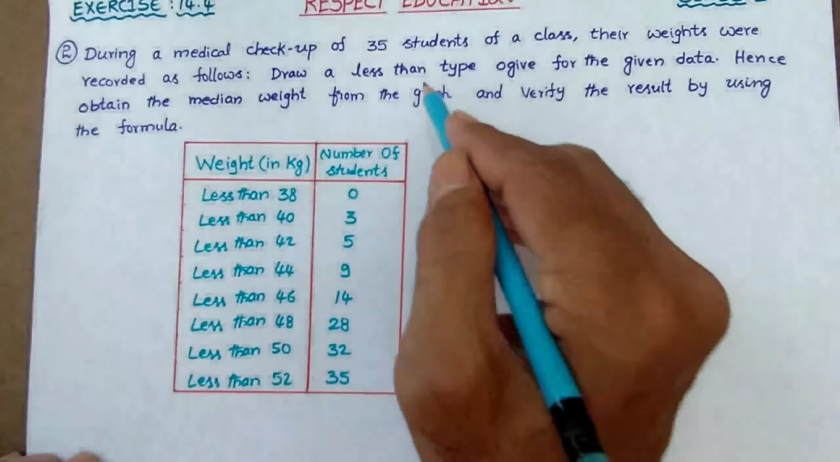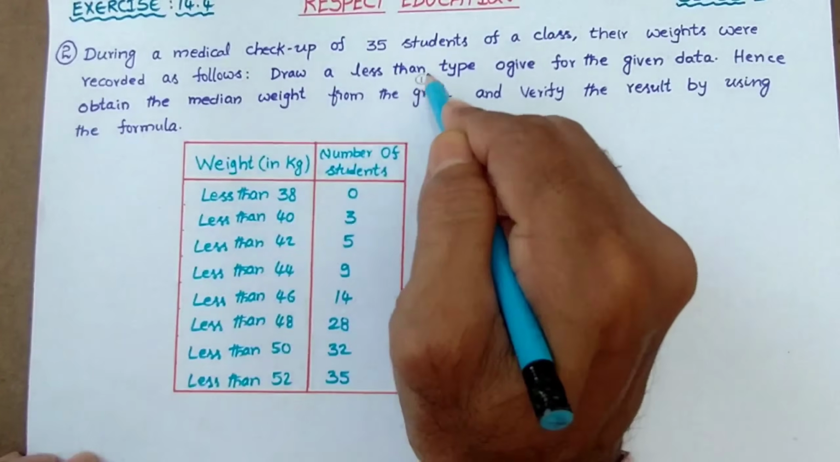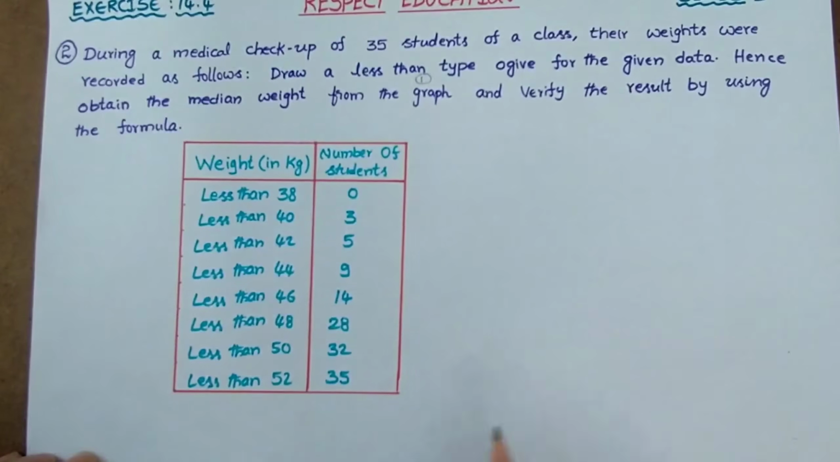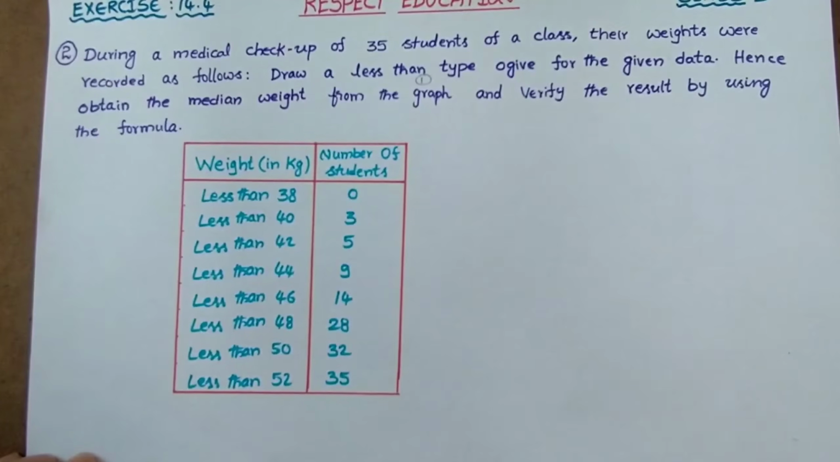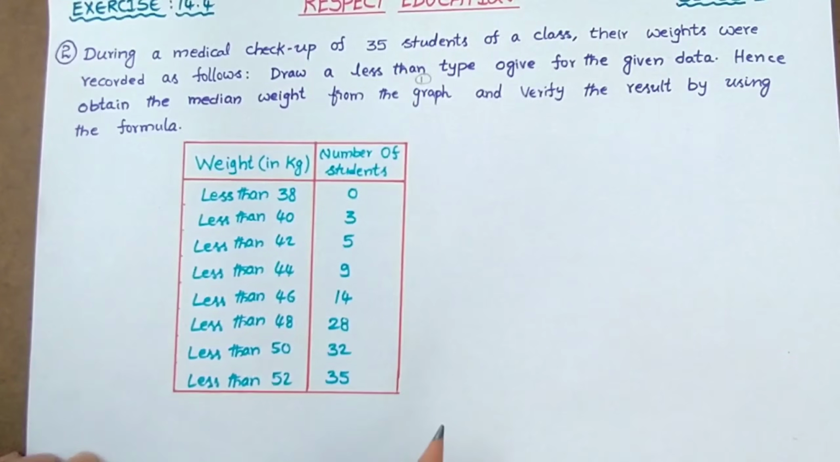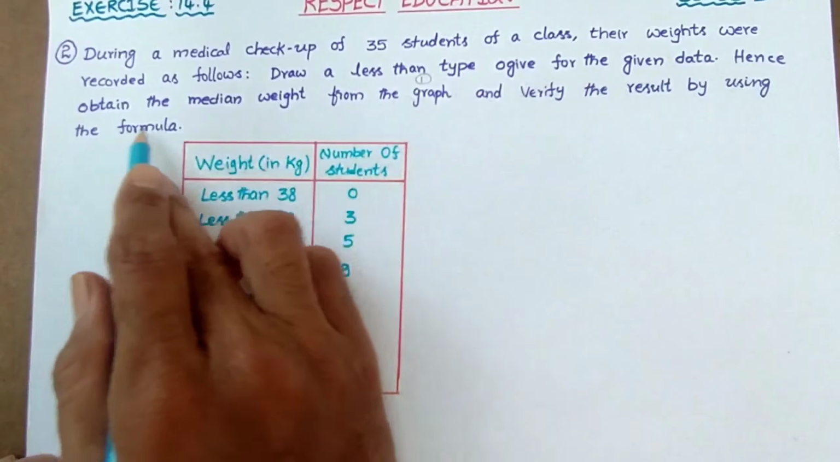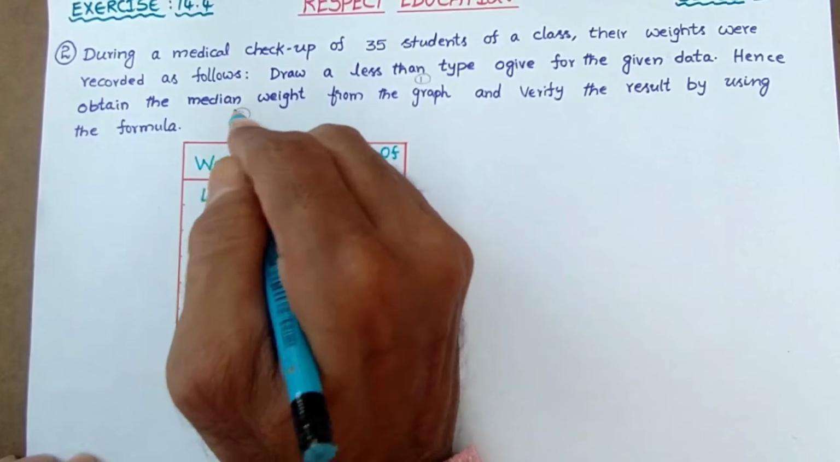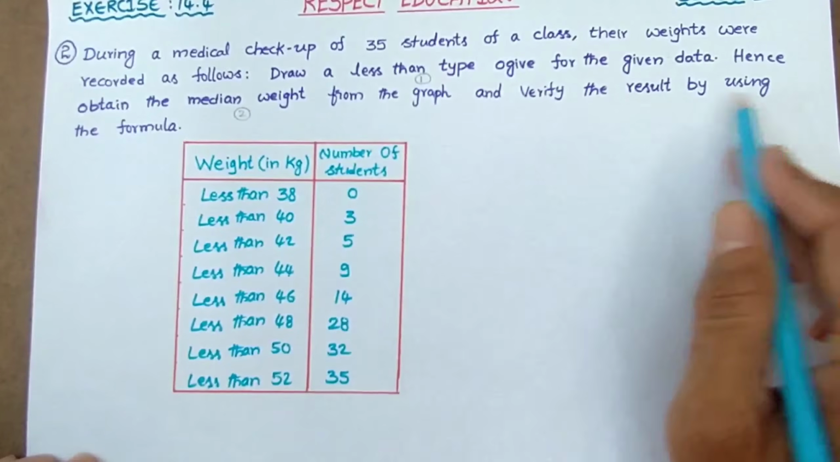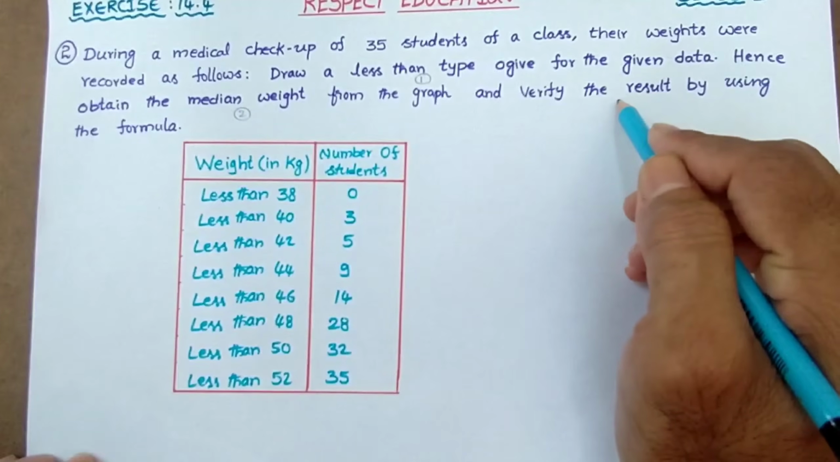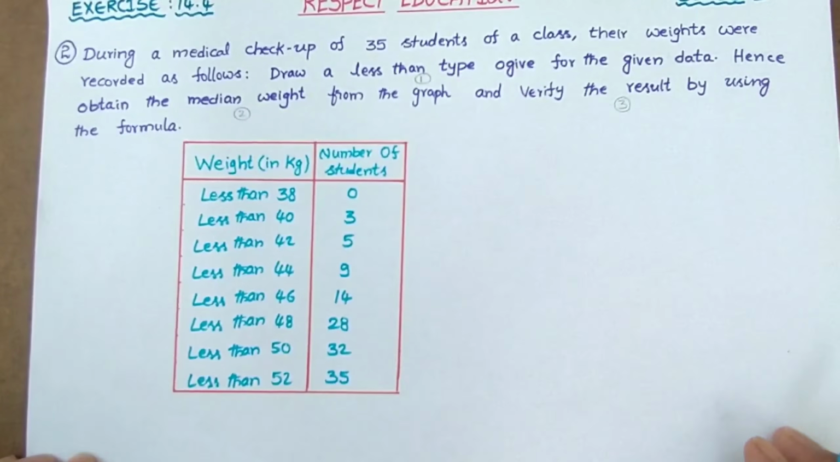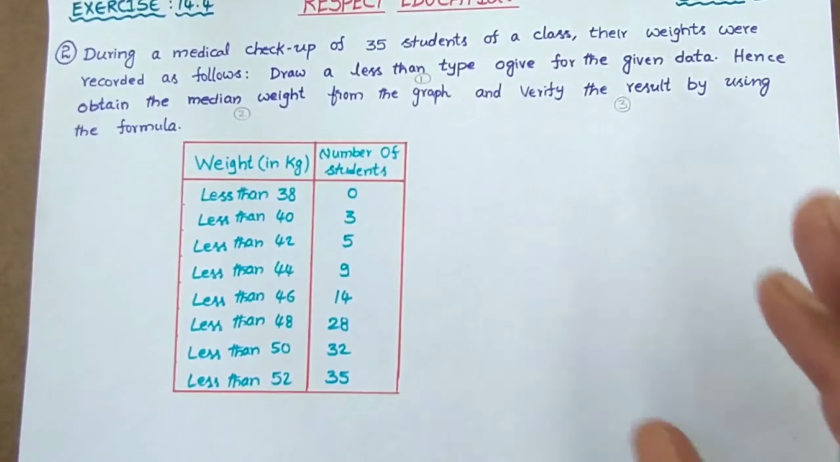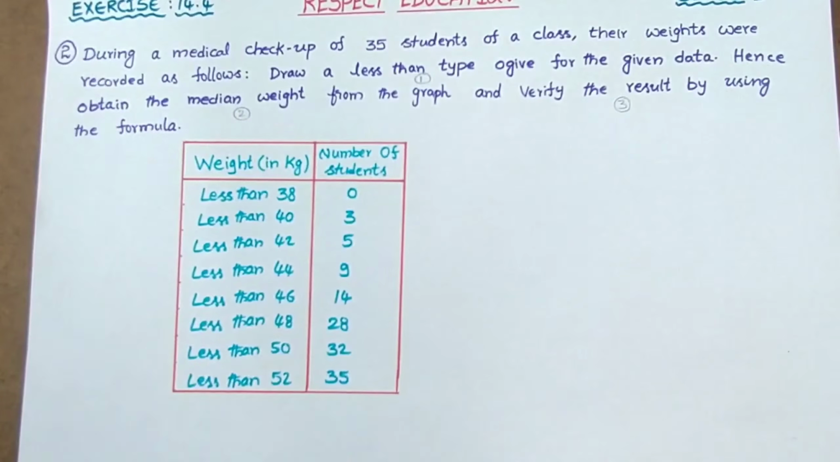So, first drawing a less than type ogive, that is the first work. Hence, obtain the median weight from the graph. From the graph, we should find the median weight. This is the second work. And verify the result by using the formula. This verification is the third work. So, here we need to understand that we should do 3 tasks for this question. Let us start one by one. First one is here.